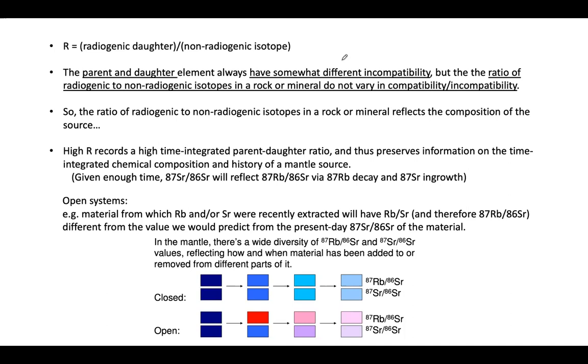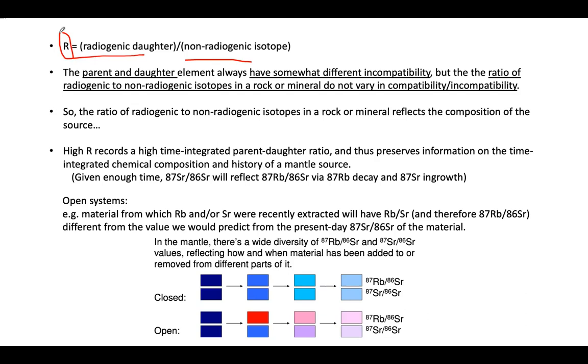So, as I mentioned before, the radiogenic daughter to non-radiogenic isotope. That's how we denote an isotope ratio, right? If you take R as an isotope ratio, what you have is a radiogenic daughter divided by a non-radiogenic isotope. For example, rubidium. Rubidium is a parent atom. From that, with time, it decays into strontium 87. So strontium 87 is the radiogenic daughter, but we don't try to measure strontium 87 alone. It's also very difficult.